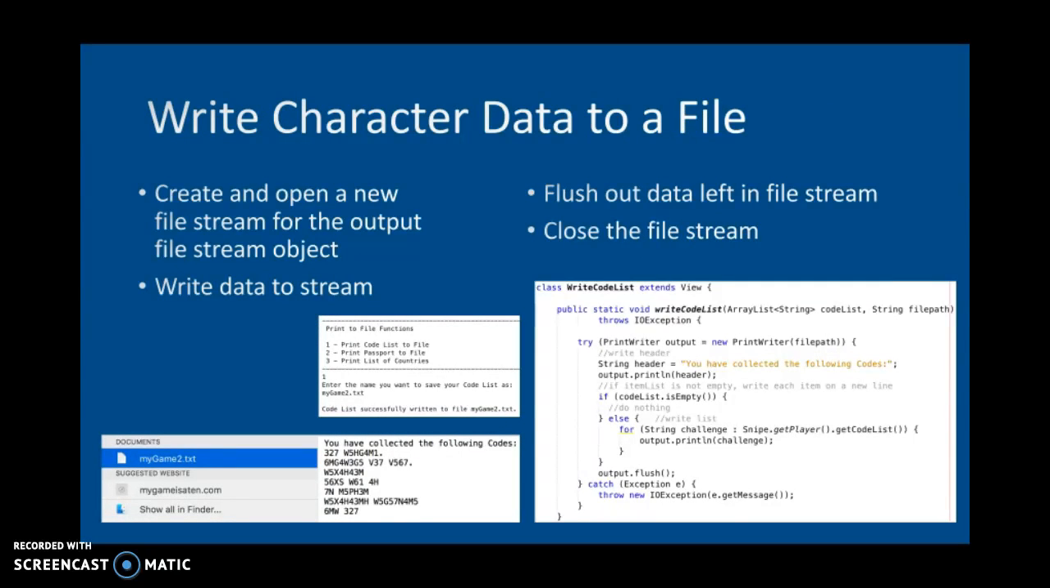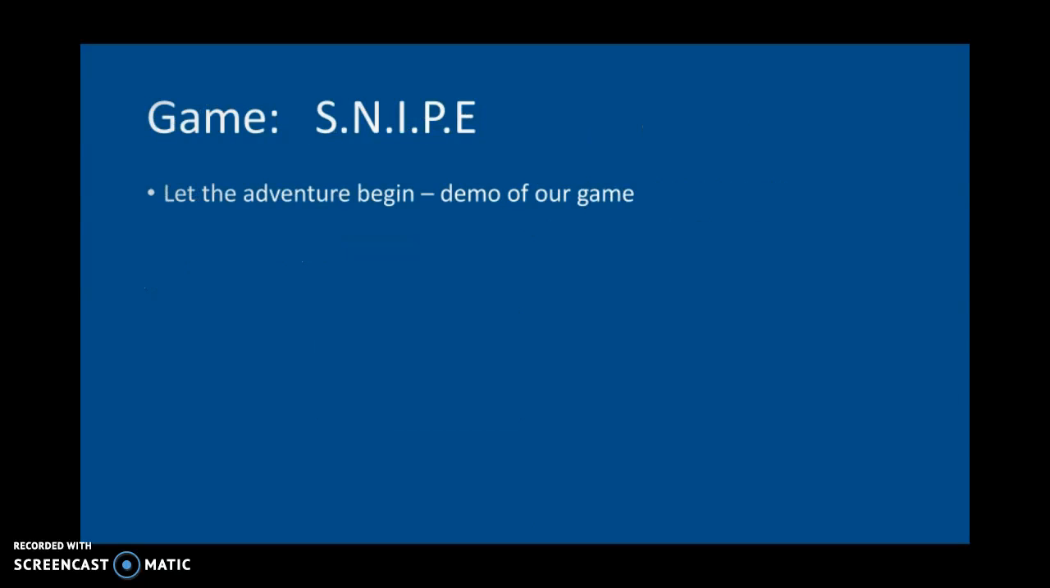This is the write code list function. We create and open a file stream using the PrintWriter for the output file stream object. We then write the data to the file stream and run an if-else statement to check to see if the code list is empty. If there are codes in the list, we run the loop to get the list of the player's codes. We write the list to the output and save it as mygame2.txt on our computer. We then flush the data from the file stream, and then after checking for the exception error, we close the file stream. Now let's take a look at our game, and let's try to see how it works.